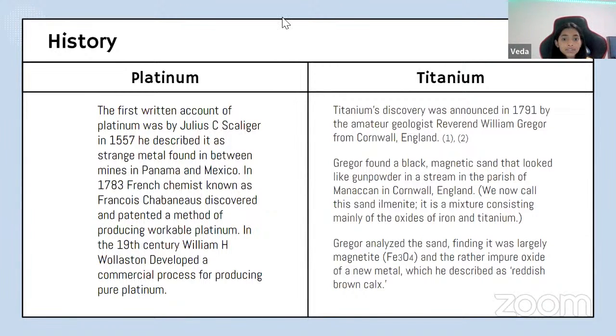Titanium. Titanium's discovery was first announced in 1791 by the amateur geologist Reverend William Gregor from Cornwall, England. Gregor found a black magnetic sand that looked like gunpowder in a stream in the parish of Manaccan in Cornwall, England. We now call this sand ilmenite. It is a mixture consisting mainly of the oxides of iron and titanium. Gregor analyzed the sand, finding it was largely magnetite and the rather impure oxide of a new metal, which he described as a reddish-brown calx.